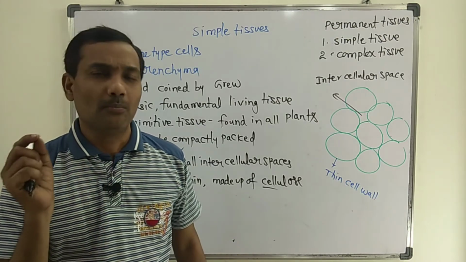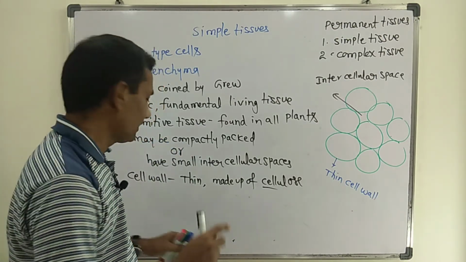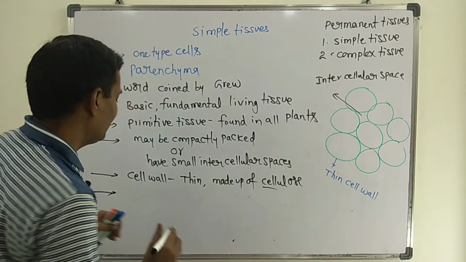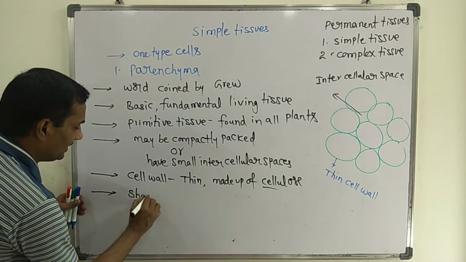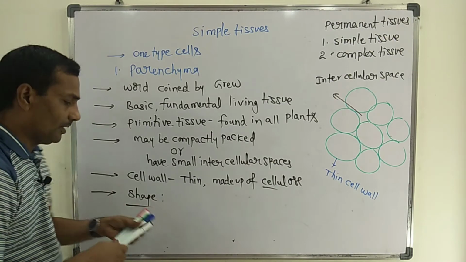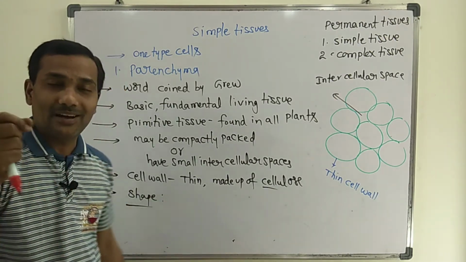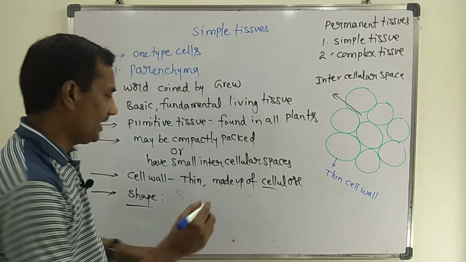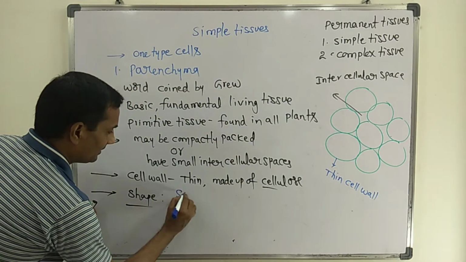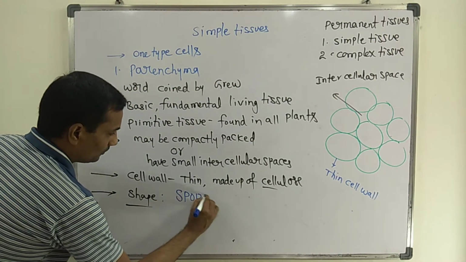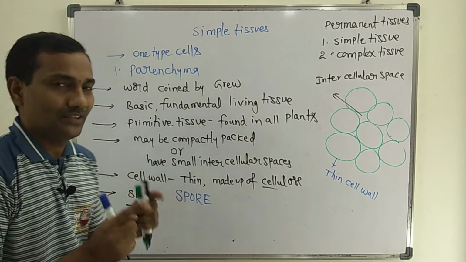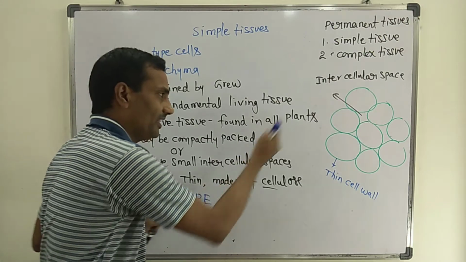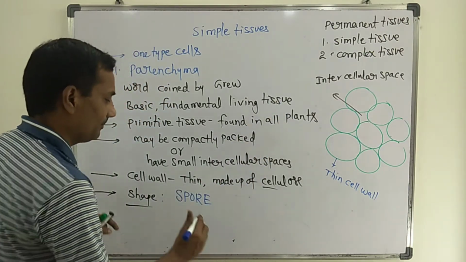Now, the parenchyma tissue appears in different shapes. There is no particular one shape. From an examination point of view, it is very important. Just keep one word in your mind, that is SPORE. If this word is in your mind, you can easily remember the different shapes of the parenchyma.